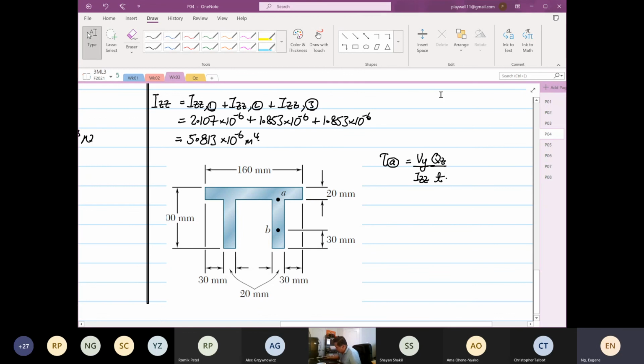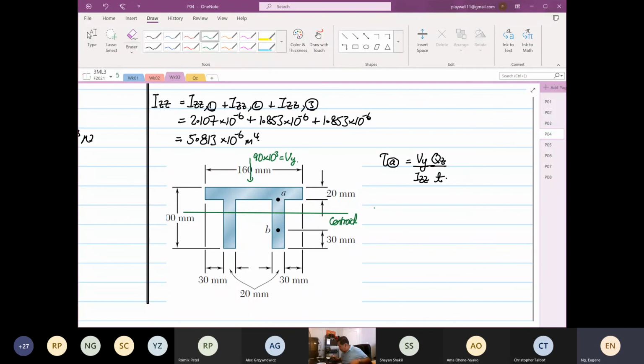We know that our centroid is here. We calculated this already. So this is our centroid, and this is where we have our 90 times 10 to the power 3 as our Vy. And we want to find the stress at A.